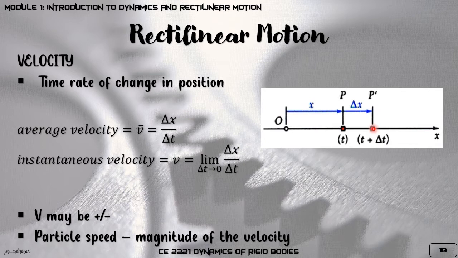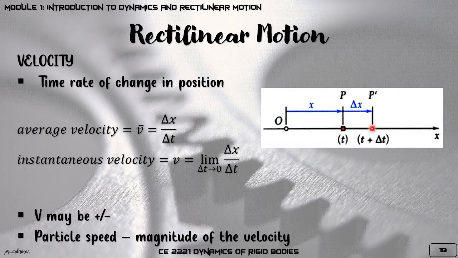Okay? So in total, the time now to travel from your reference point to the new position P prime is t plus delta t. So if I want to take now the velocity of the particle from point O to P, that will simply be x divided by time, or if I want to take the velocity of the particle in traveling from point P to P prime, that would simply be delta x divided by delta t.